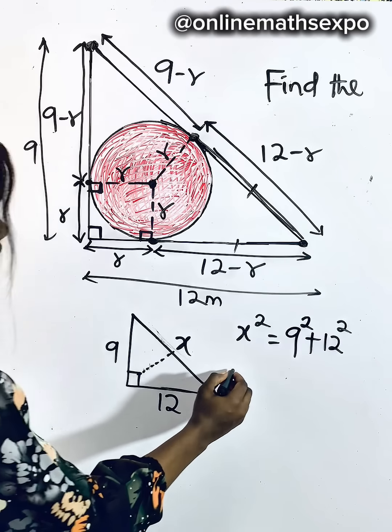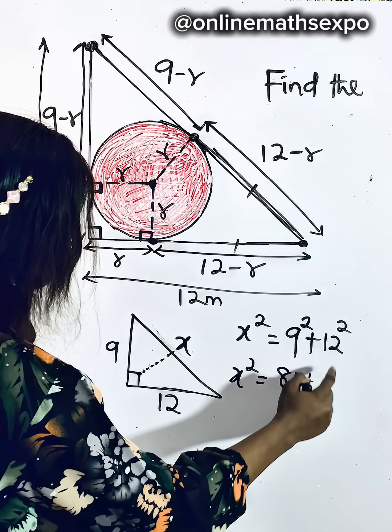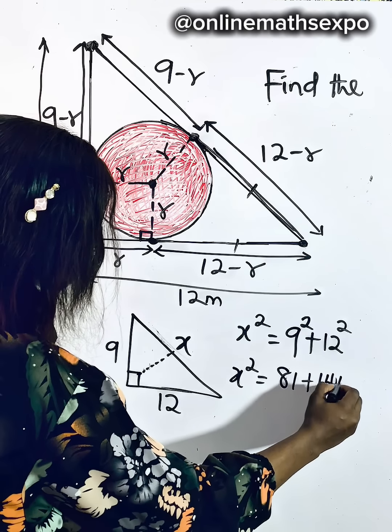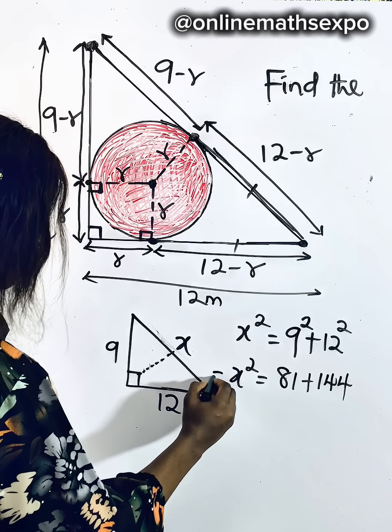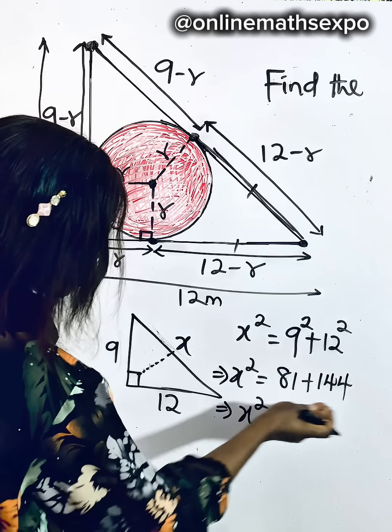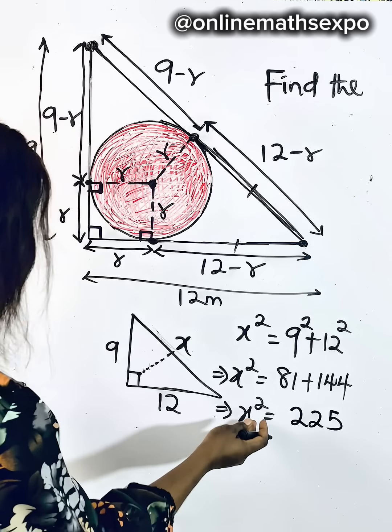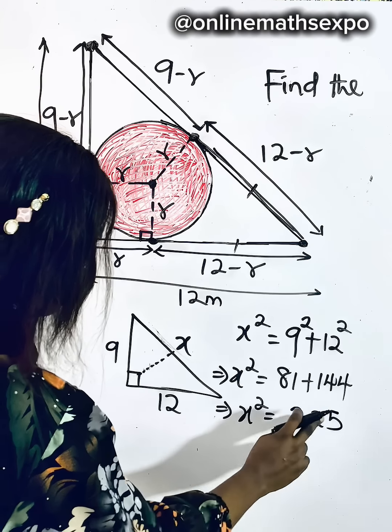Now let's work this out. We have x squared: 9 squared will give us 81, 12 squared will give us 144. Simplify that. We are going to have x squared is equal to, add this up, it gives us 225. Now to get x, we need to square root both sides.